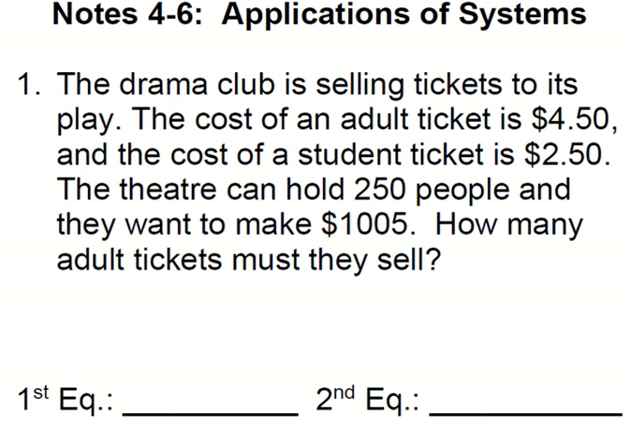So the first thing we need to do is identify our variables. So we're going to put what's called a let statement. So we're going to let A equal the number of adult tickets. And then we're going to let S equal the number of student tickets.